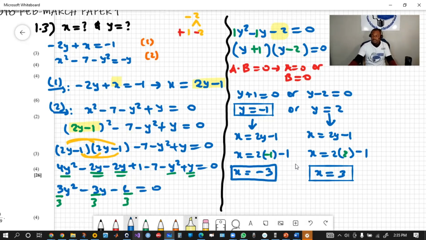Someone else could make y the subject of the formula from here, and then you will have something like -1/2x. I just didn't want to deal with fractions, so I selected x, making x the subject of the formula over here. Okay, thank you.